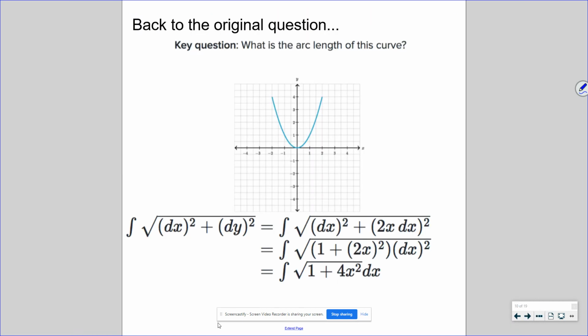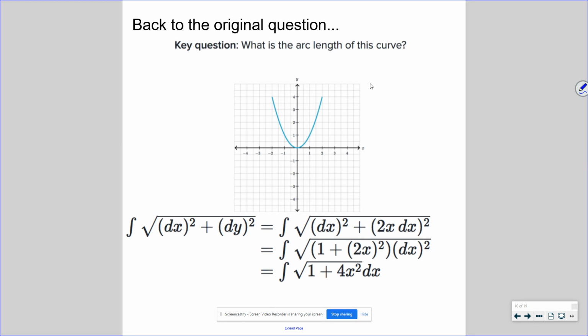Okay, now here's how the development of our formula comes to be. So back to the original question, what is the arc length of this curve? We've already established we can use the integral, and inside the integral we have the distance formula. Now some algebra has to happen in order to make this work.